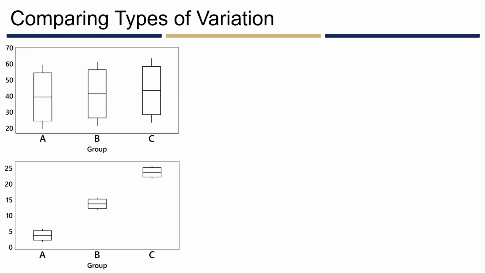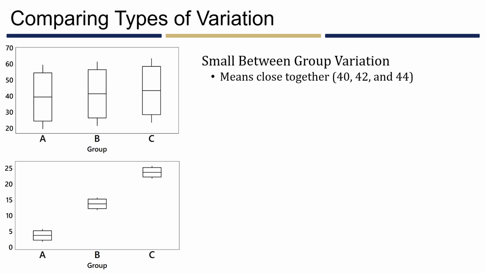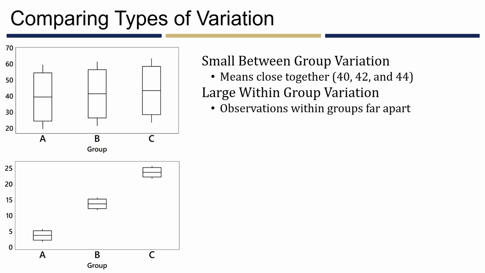Consider these 2 sets of box plots. The box plots up on top exhibit small between group variation. The reason that we have small between group variation is because these 3 means are very close together. Their values are about 40, 42, and 44, so we don't see a very large difference between these 3 means. On the other hand, these box plots also exhibit large within group variation. The reason is that the observations within each group are very far apart from one another. We have a lot of spread and a lot of overlap amongst these box plots. Each one of these ranges is about 40.